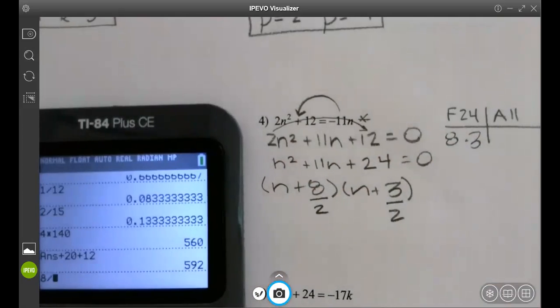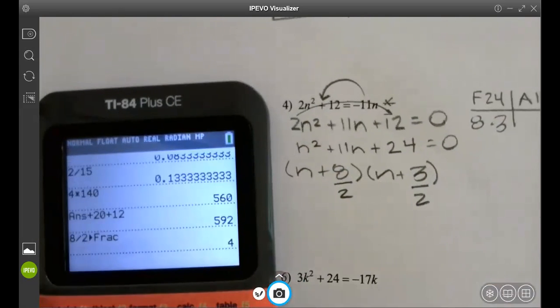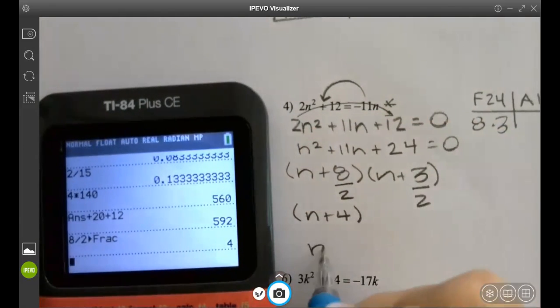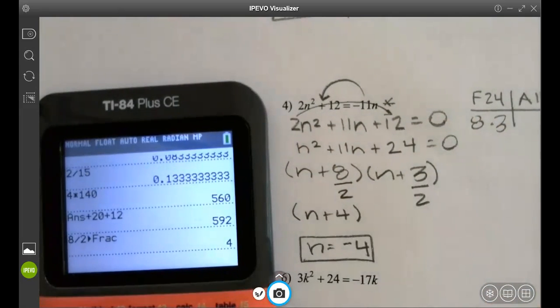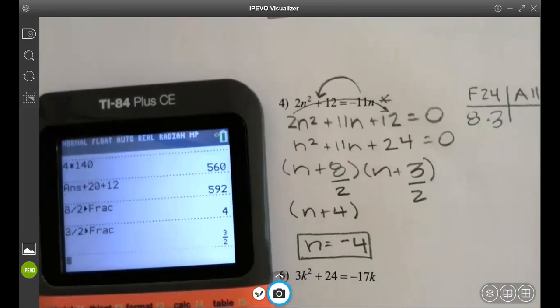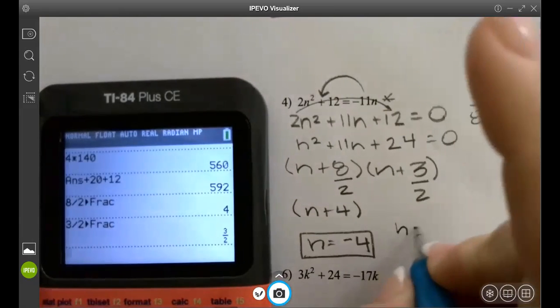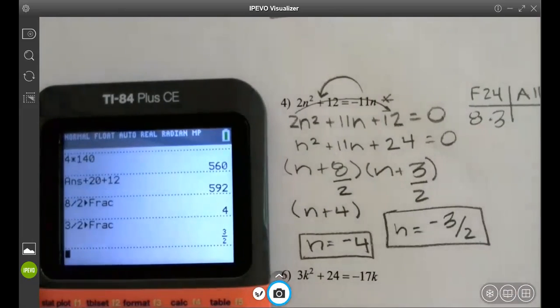Remember, I told you to put it in your calculator, math, enter. So 8 divided by 2, math, enter gives me 4. So this is actually n plus 4. So my answer is going to be -4. 3 over 2, math, enter does not change. So instead of a positive 3/2, my answer is going to be -3/2. That's it. So again, if you're doing slide and divide, don't forget the divide part. That would be the only part that I think you would mess up.